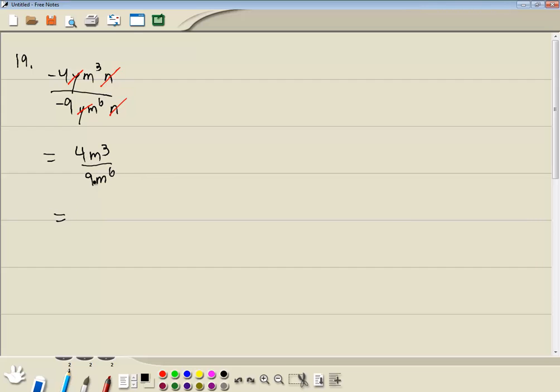Now we would try to simplify the numbers first, but 4 and 9 we can't do anything with. So we go to the m's. If you have m to a power over m to a power, you subtract the smaller exponent from the larger one. So 6 minus 3 gives you 3. And we're going to have m to the third power where our larger exponent was, which was on the bottom. So I'm going to have m to the third down here. And then this disappears up here. We're just left with a 4. So that'd be our answer.